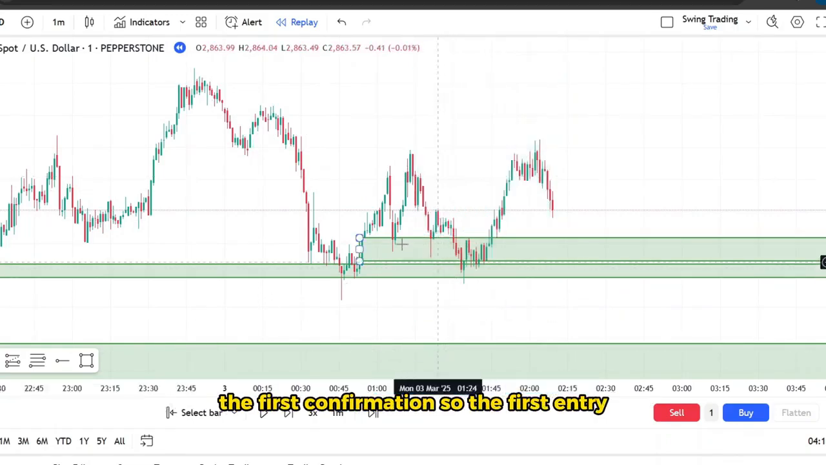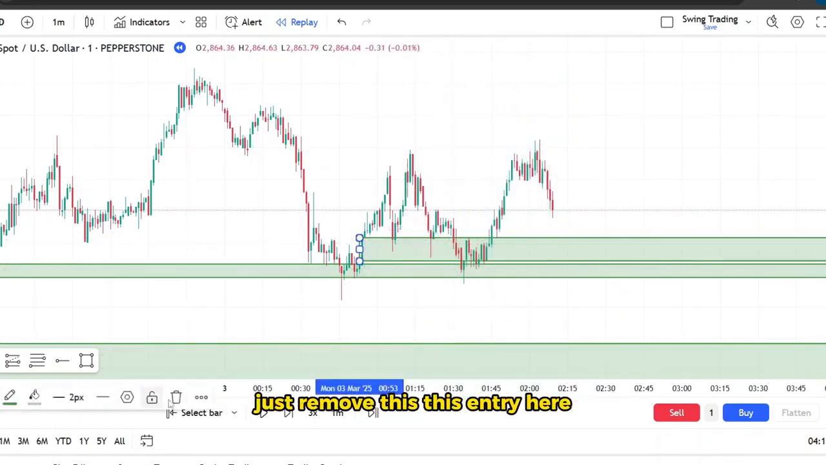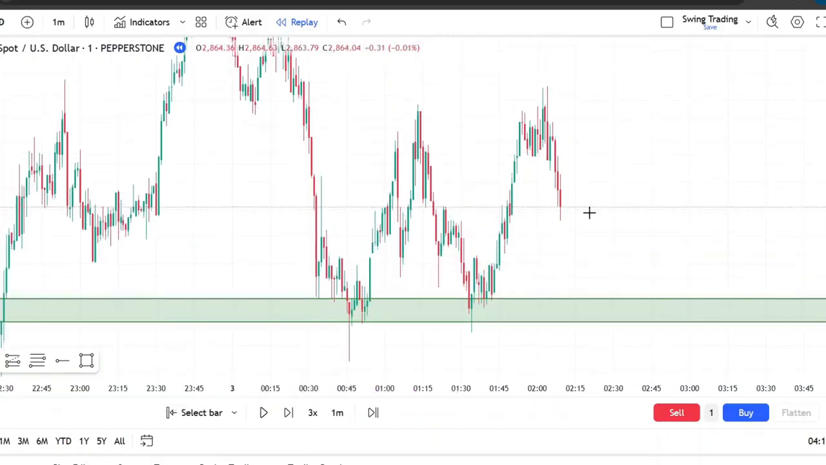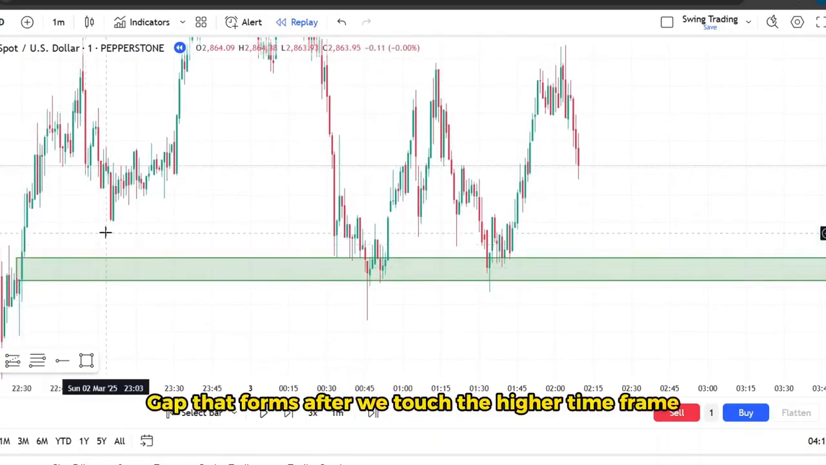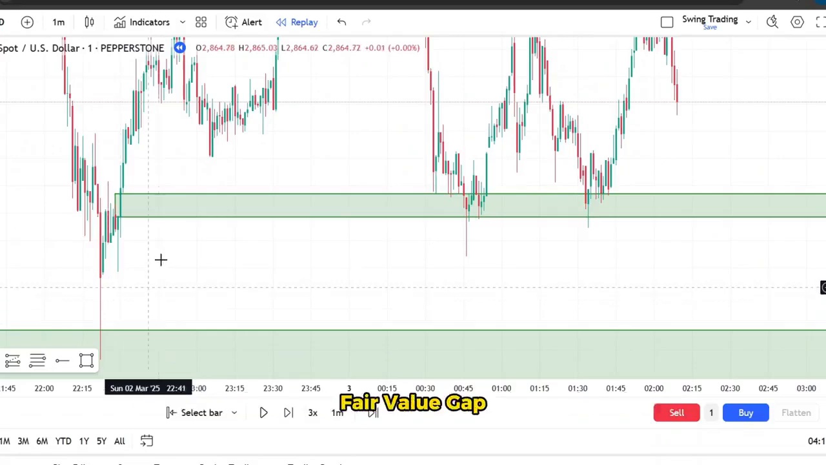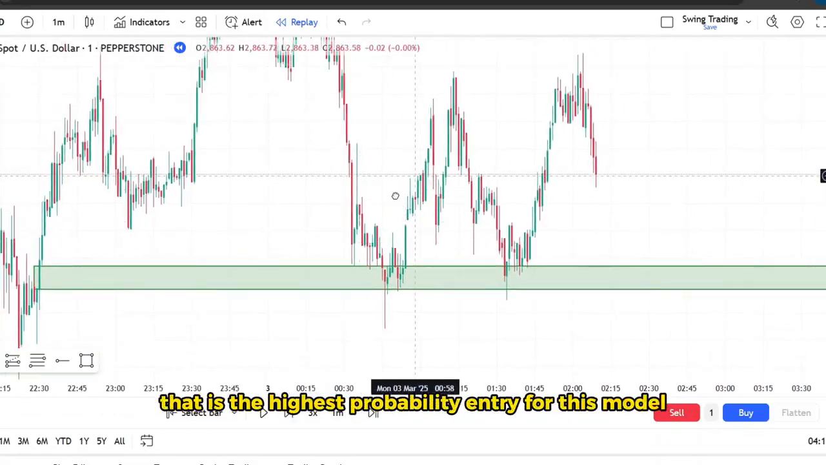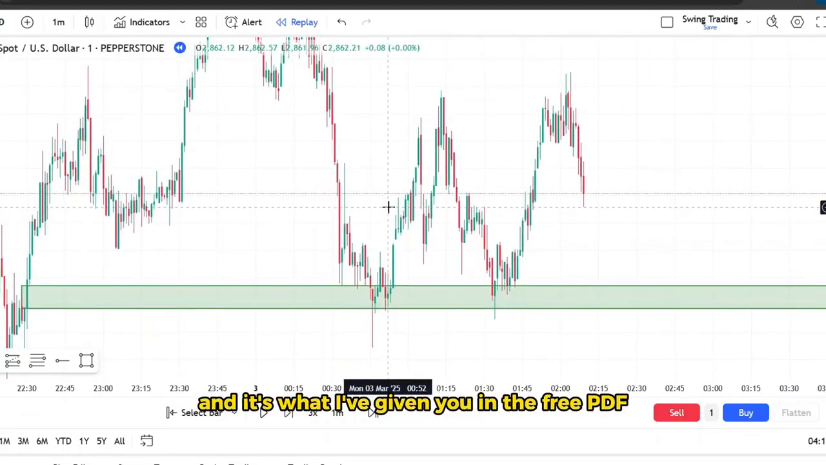The first confirmation, so the first entry, entering on the first fair value gap that forms after we touch the higher time frame fair value gap, that is the highest probability entry for this model, and it's what I've given you in the free PDF.